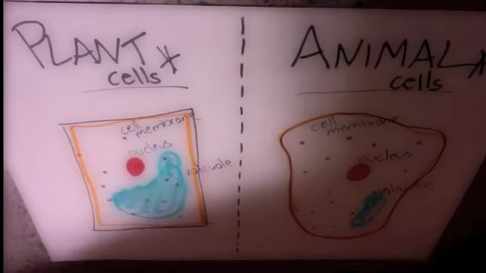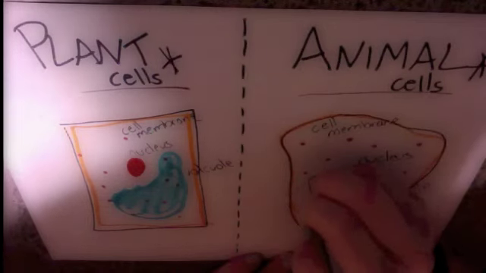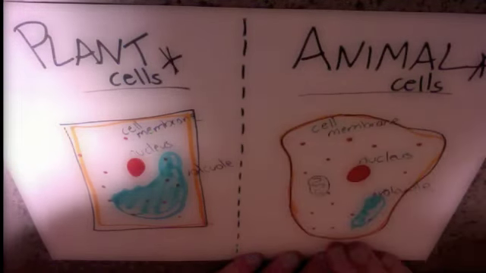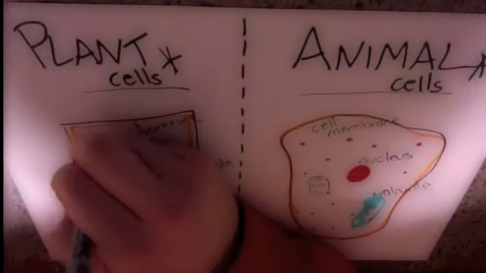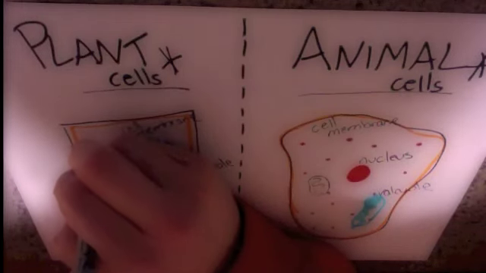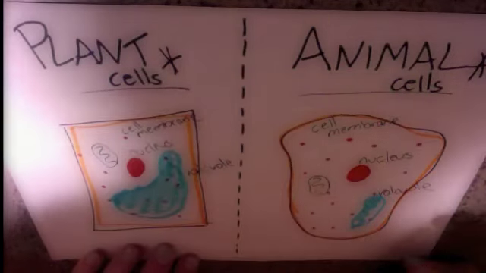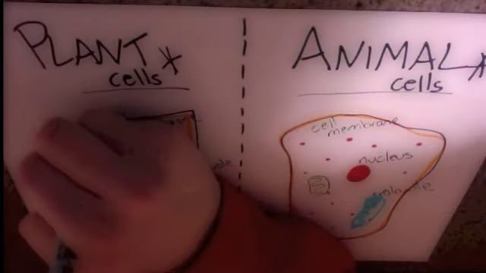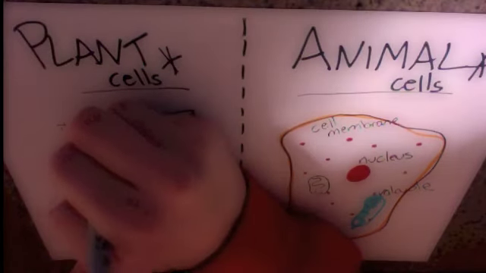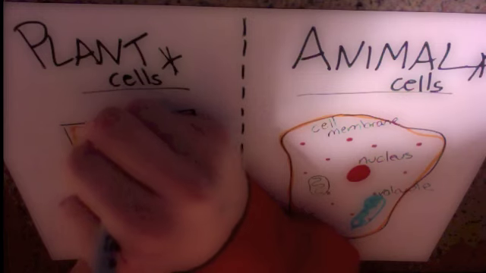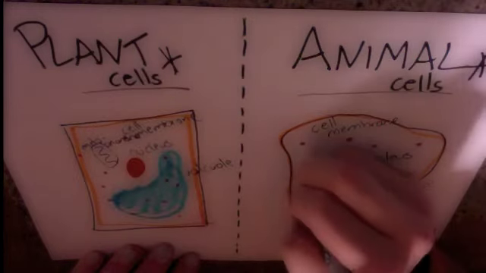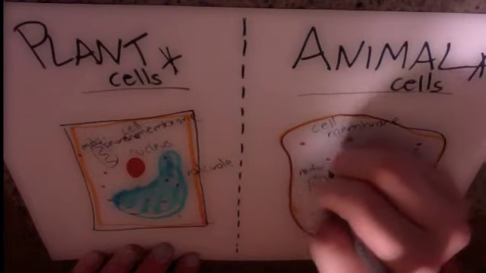All right, one more thing that both plant cells and animal cells have in common is something called a mitochondria. I'll draw one here as a mitochondria. I'll draw one over here. Plant cells and animal cells can have lots of mitochondria. It depends on what type of cell they are. I'll label this one too, mitochondria.